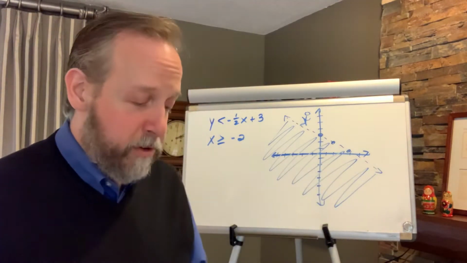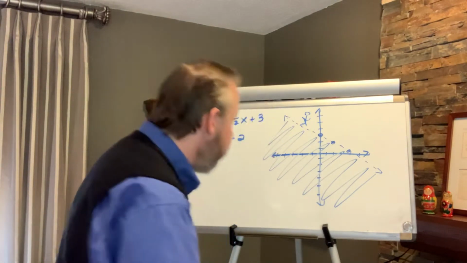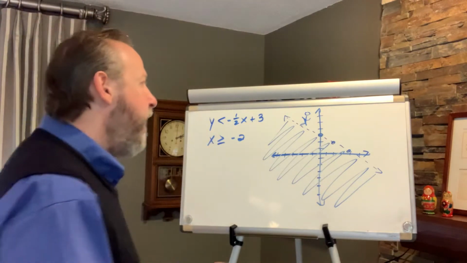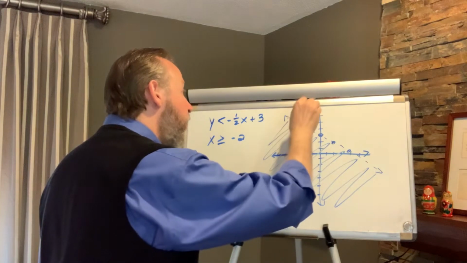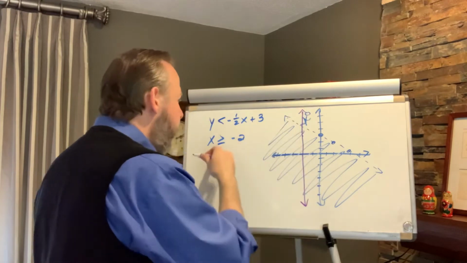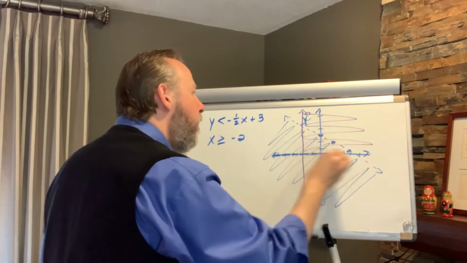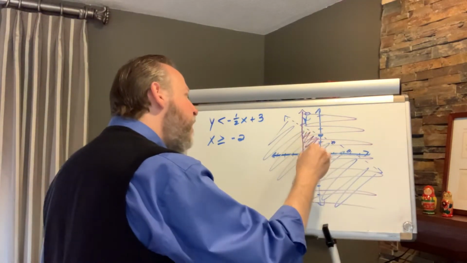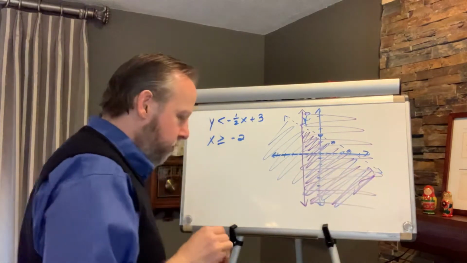The system, of course, is made up of two lines, so I also need to graph the other line, which is the vertical line x is greater than or equal to negative 2. Well, that's over here. I'm sorry, greater than or equal to, so it's a solid line. And it says greater than or equal to, so it's to the right. So the overlapping region here, that's where all the solutions are.